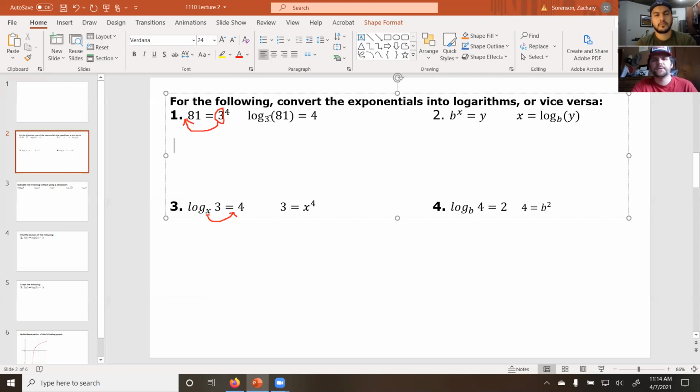Okay, so sometimes this is actually true. Log base 3 of 81 is 4 because 3 to the 4th gets me 81. And so I could throw this in my calculator.